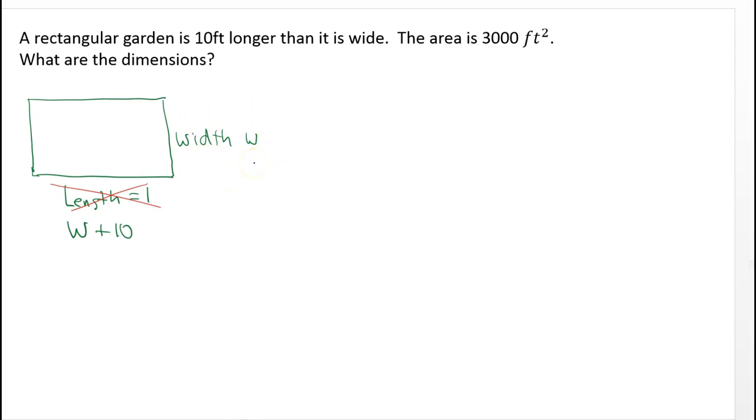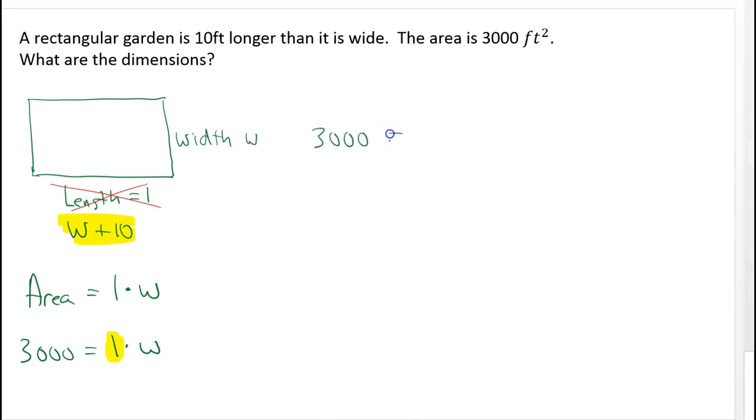Okay. Then it's got this extra stuff that talks about the area. Now we know the area, formula-wise, of a rectangle is length times width. And they tell us that's 3,000 feet squared, or 3,000 square feet. So 3,000 equals length times width. But look, we called the length, this L right here, W plus 10. So I'm going to get rid of the L and replace it with W plus 10. So you have 3,000 is equal to, remove the L, use parentheses, W plus 10 times this W right here that's there already.